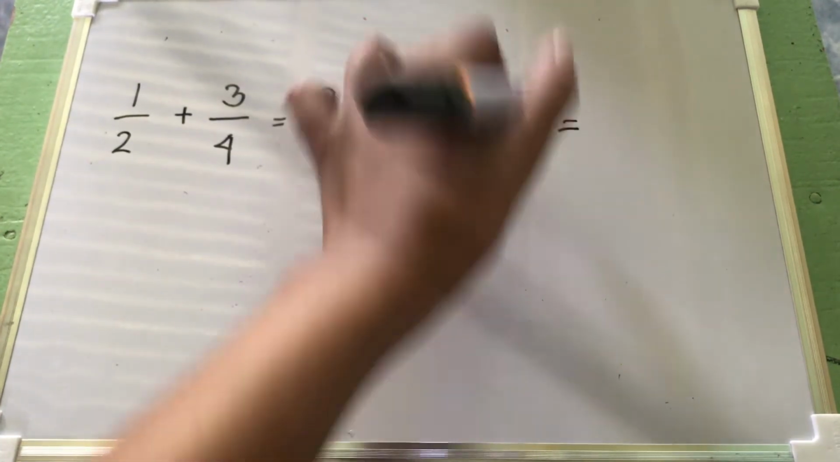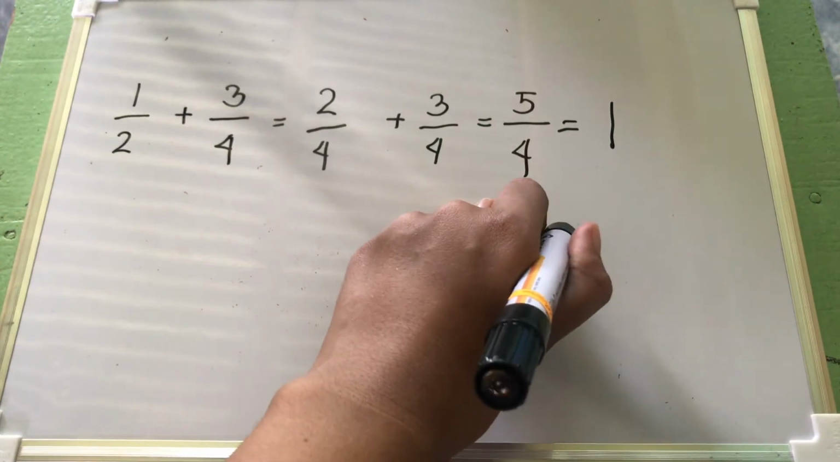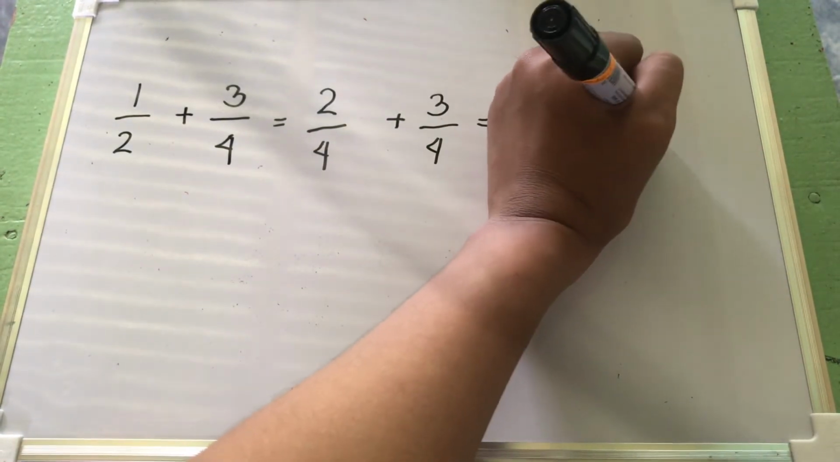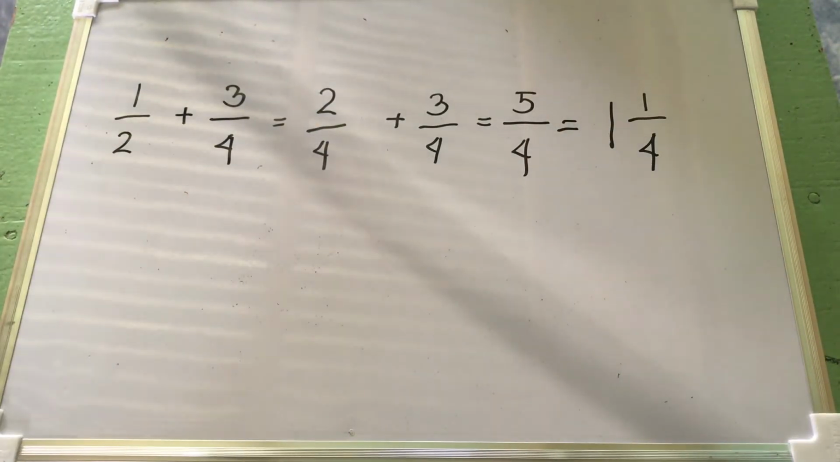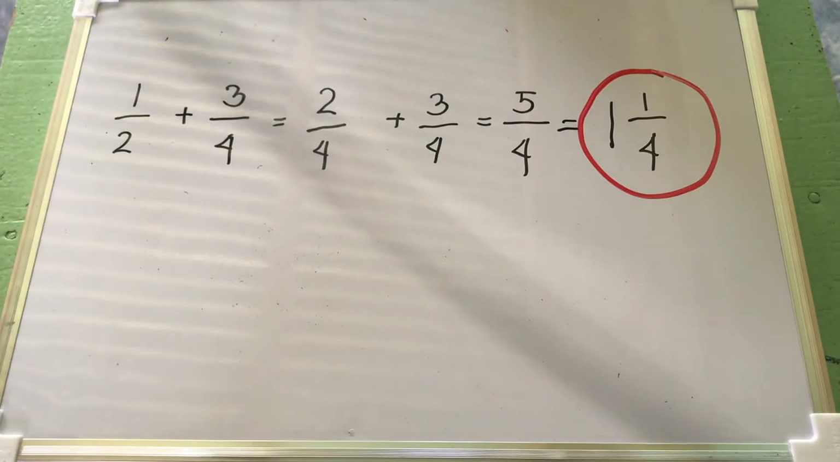divided by 4 equals 1. And then 1 times 4 equals 4. 5 minus 4 equals 1. And then copy the denominator, 4. So, the final answer should be 1 and 1/4.